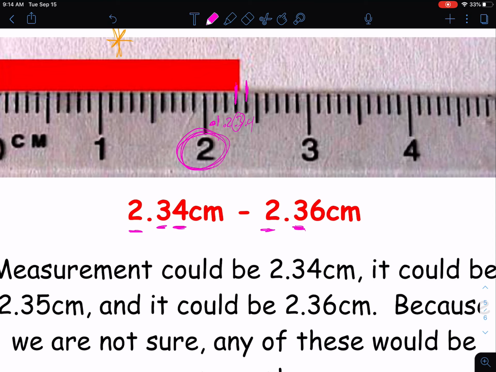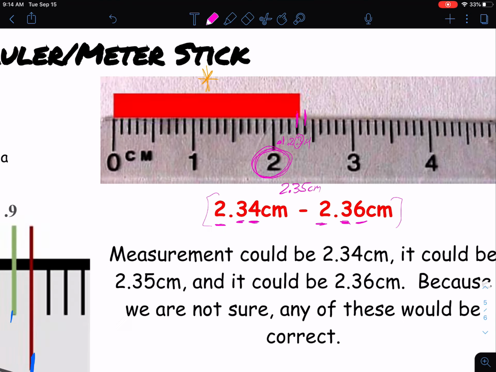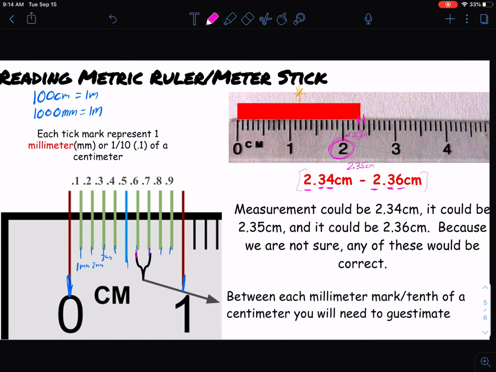You could have said it is halfway in there, so 2.35 centimeters would have been correct. You could say that it's a little closer to the 0.4, which then it would be 2.36 centimeters. You don't have to write all of these, and you don't have to write the range like this. You can just pick one of these, and it would have been correct. You get a little bit of playroom in that. And we're going to get some practice with it so you understand that a little bit more.